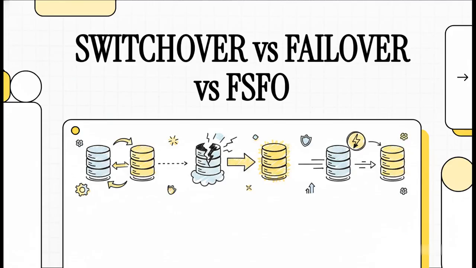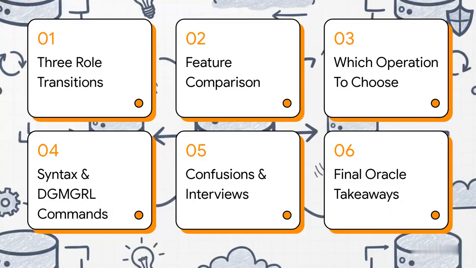So today, we are going to completely unpack the 3 critical Oracle DataGuard operations: Switchover, Failover, and Fast-Start Failover, or FSFO. We're going to explore the exact mechanics, the strict operational boundaries, and precisely when you should be using each one, all guided by an incredibly detailed visual cheat sheet. Okay, let's dive into this.